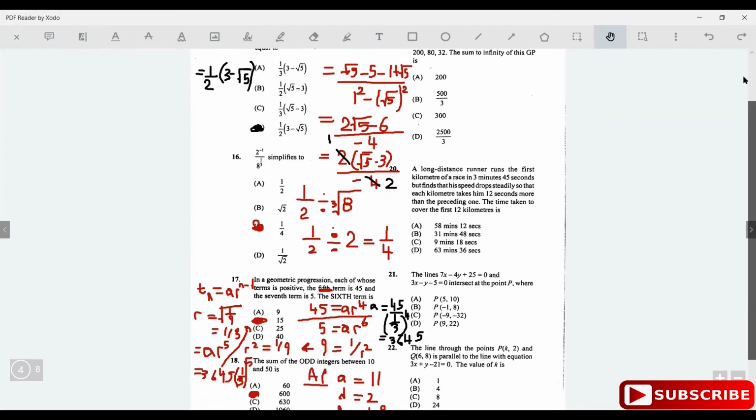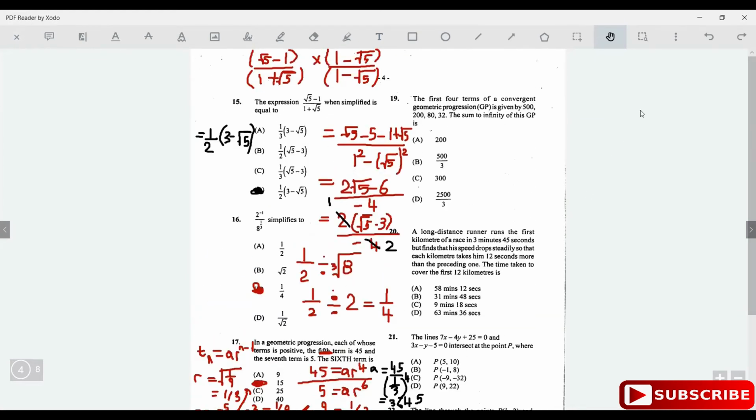All right. Now let's look at this right here now. This says now the first four terms of a convergent geometric progression is given by 500, 200, 80, and 32. Find the sum to infinity of this GP. So to find the sum to infinity, sum to infinity is A over 1 minus R. So we need to find R.